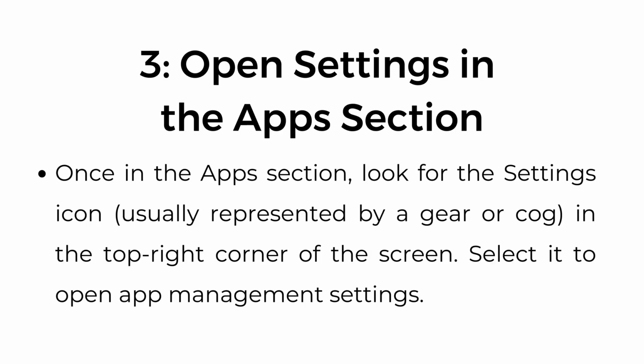Step number 3. Open Settings in the Apps section. Once in the Apps section, look for the Settings icon, usually represented by a gear or cog icon, in the top right corner of the screen. Select it to open App Management settings.